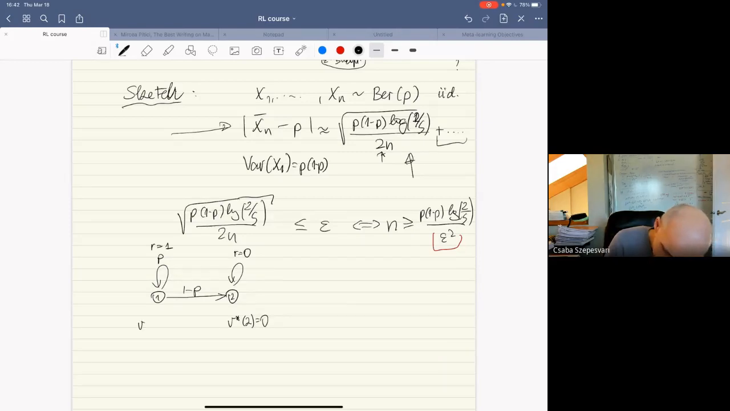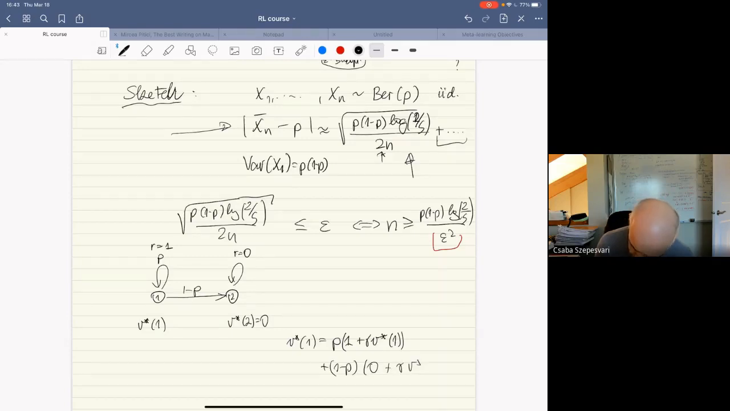What about the value of state 1? Well, we can write a Bellman equation for that, right? So it's probably p, we get a reward, and then we end up with state 1. Oh, but we are discounted. And with probability 1 minus p, we don't get a reward, and we end up in state 2, which has a value of 0.